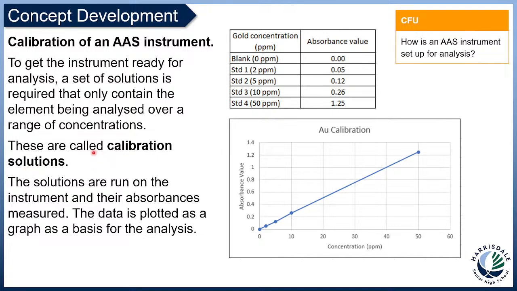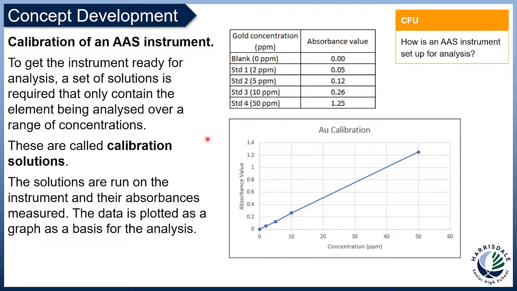So calibration solutions are going to have a known concentration of a specific element, which is where you get this calibration curve from. This, for example, is for gold, and for gold you'll get a nice linear line with your concentration down the bottom and absorbance values up the left. The solutions are run on the instrument and their absorbances are measured. The data is plotted on the graph as a basis for the analysis.